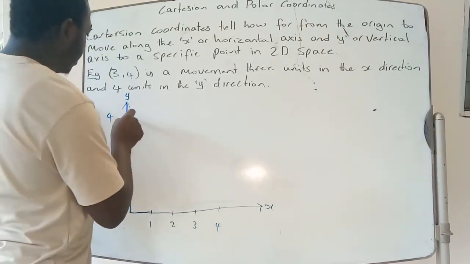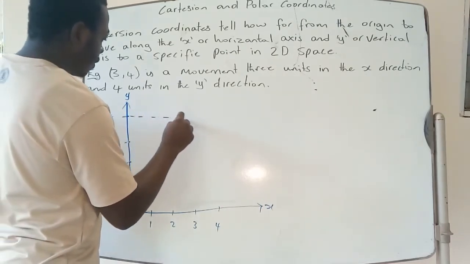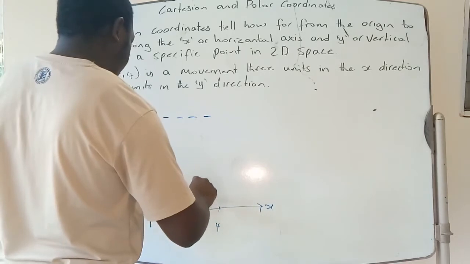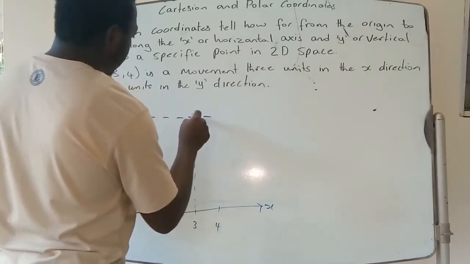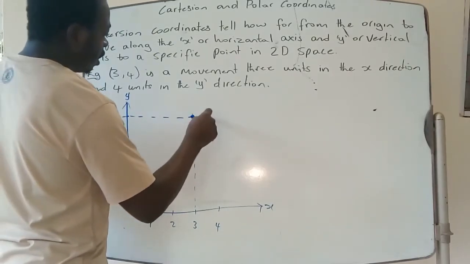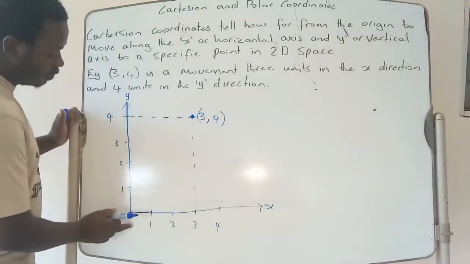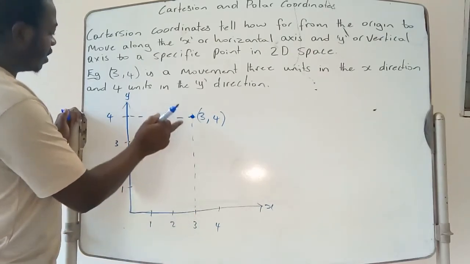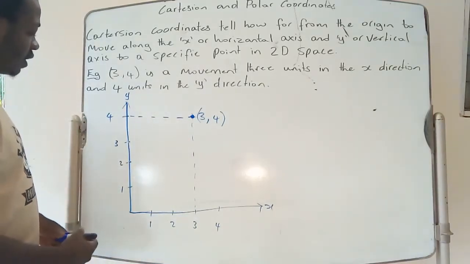So let's draw some broken line going across this way, and then 1 from 3 going up. So let's say the point would be about here, and this point would be (3, 4), right? 3 movements on the horizontal, which is the x, and then 4 movements on the y. That would be the coordinate of this point, right?